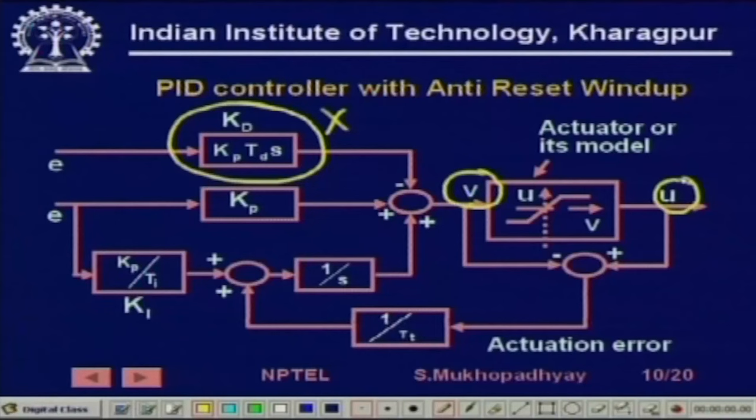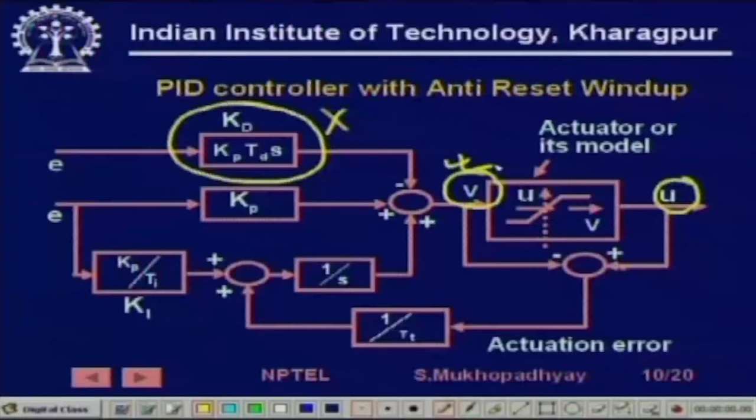So what you are doing is you are actually sensing the physical plant input. You could either do that, or you could have a model of the actuator in the controller itself and check before giving the input, check whether this is really going to cross the actuator limit. So you can either do it in software, or you can use a sensor to again see what input is going. Now when V becomes larger than U, then this actuation error becomes negative.